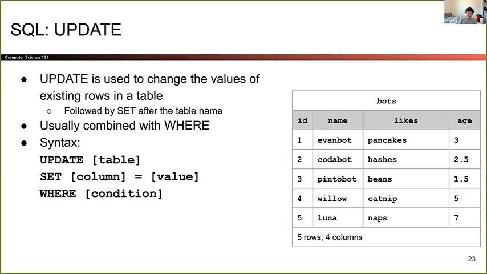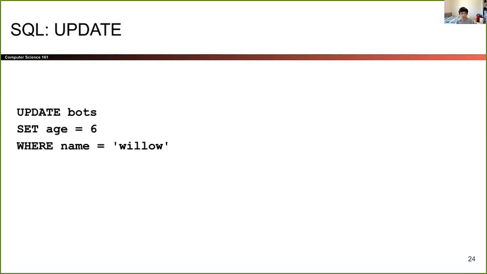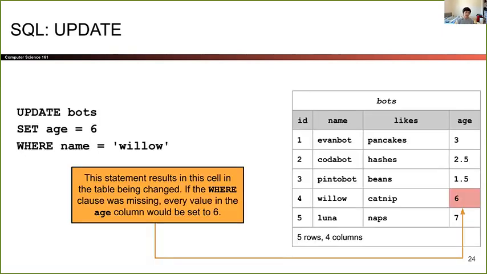So the full syntax is something like UPDATE table SET column equals something, so set column to some value WHERE some condition is true. So in this case, we can say UPDATE bots SET age equals 6 WHERE name equals Willow. We go through, we check, okay, name is not Willow, so we move on. Codebot, name is not Willow, move on. Eventually we get to this row here, we see name is equal to Willow, so we've satisfied our WHERE clause, and we say set the age equal to 6. So now we've gone in and updated the data in our database, in our table.